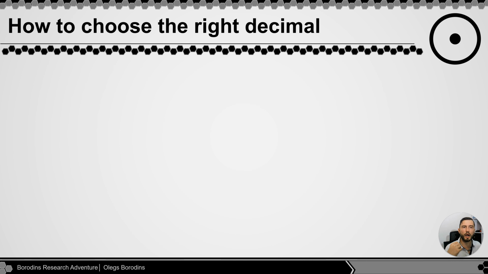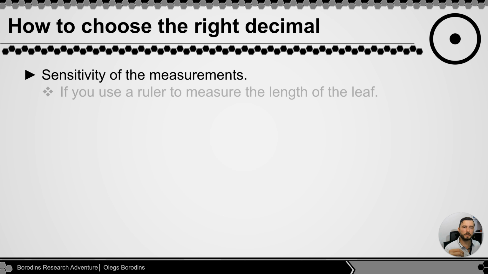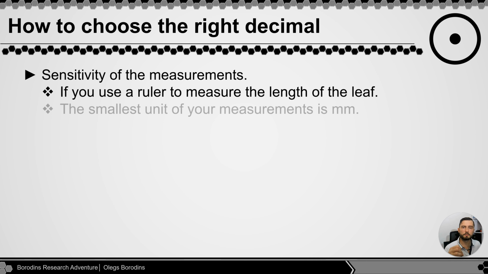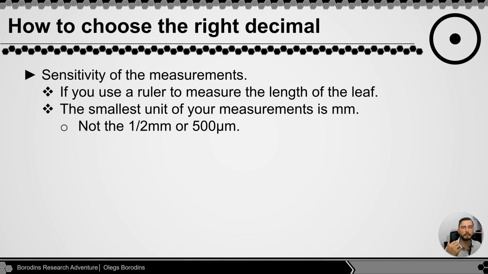And this brings us to how to choose the right decimals. It's really based on the sensitivity of your machine. For example, let's take a normal school ruler to measure the length of a leaf. The smallest division of our ruler is 1 millimeter, so our precision is to 1 millimeter, and we cannot go below 1 millimeter. It cannot measure something between millimeters or go into the micron scale.